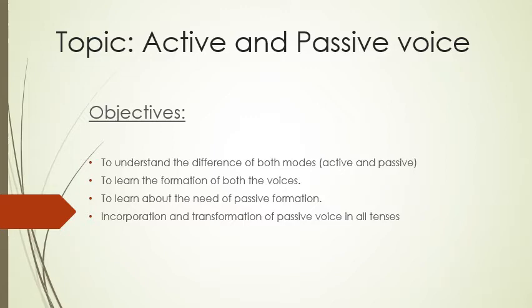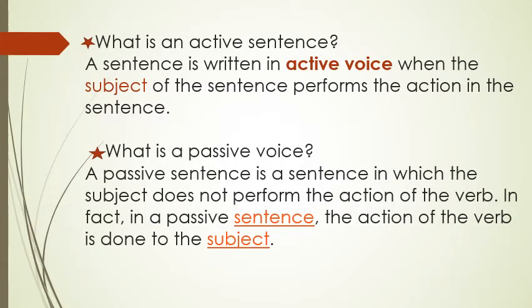Moreover, we will learn about the formation of passive voice in all the tenses: the indefinite tenses, continuous tenses, and the perfect tenses. Well, before moving to the actual topic of passive formation, it is important to know what an active sentence is. A sentence is called active when the subject of the sentence is focused and when the whole emphasis is turned towards the subject. This voice is used to indicate that the subject of the verb is performing the action.